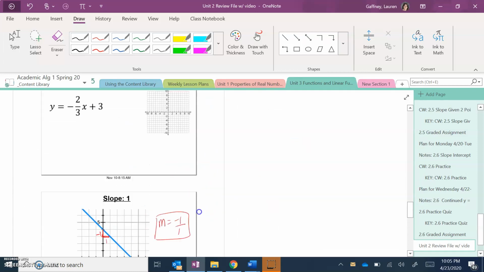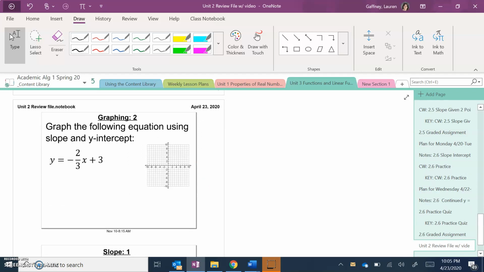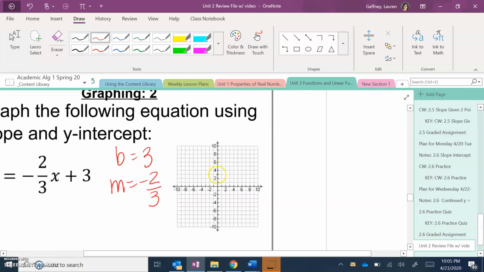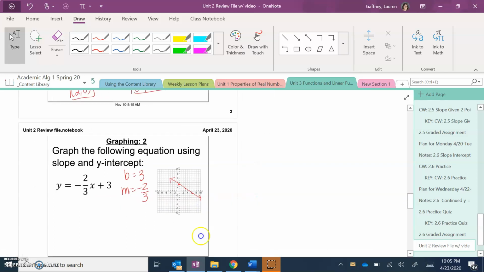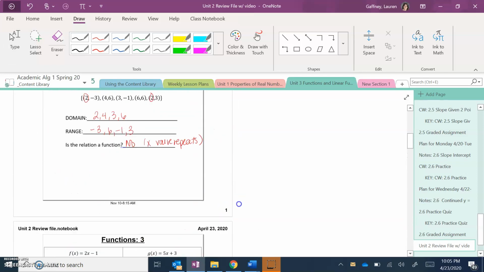Okay? And then we also graphed by using slope and intercept. So when you look at this, your y-intercept or your b is simply 3, and your slope is -2/3. So we started at our y-intercept of 3. Since it's a -2/3, we go down 2, right 3. Let's do one more, down 2, right 3. And connect those. Okay? So that is a basic recap of everything that we covered in Chapter 2.